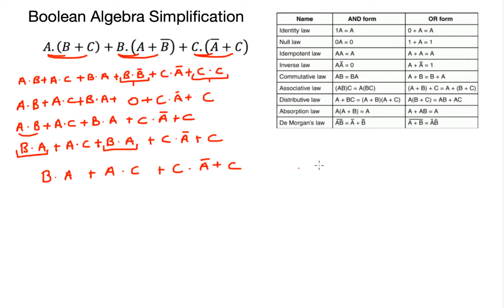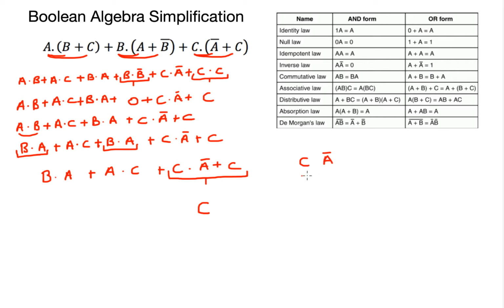Now this is a common place where most students get lost. I know that C and not A or C boils down to just C, but how do I know that? Well, I'm going to use the absorption law here. So let's show you how I got to that using a truth table at the side.